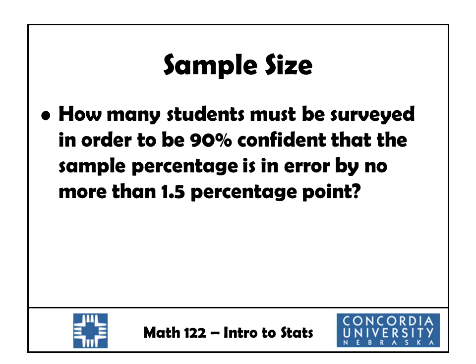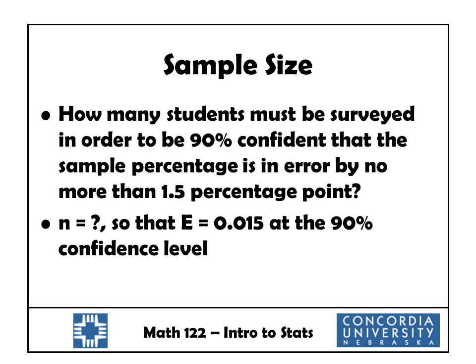Well, let's restate our question in more precise terms. How many students must be surveyed in order to be 90% confident that the sample percentage is in error by no more than 1.5 percentage points? So here we want a smaller margin of error. Instead of 2.88 percentage points, we want 1.5 percentage points.